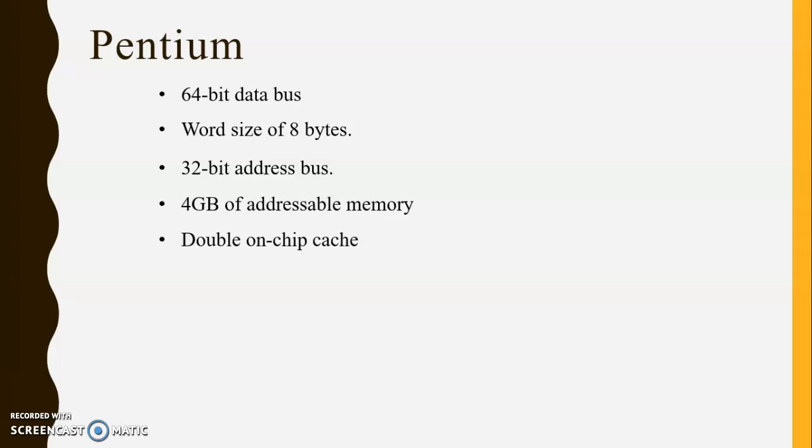It has double on-chip cache. Cache is a small, fast memory, and to make it faster, in Pentium we have two different cache. One 8 kilobyte cache for instructions or code and a separate 8 kilobyte cache for data, making the Pentium work faster.